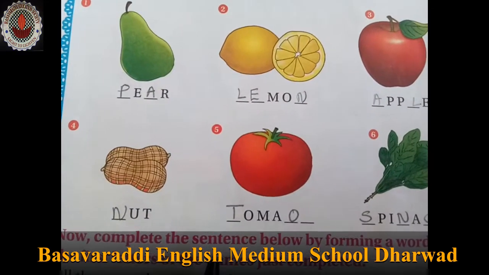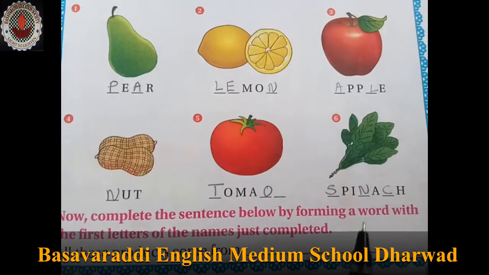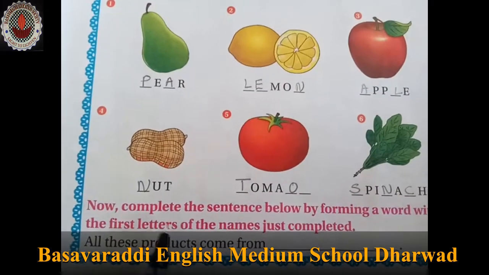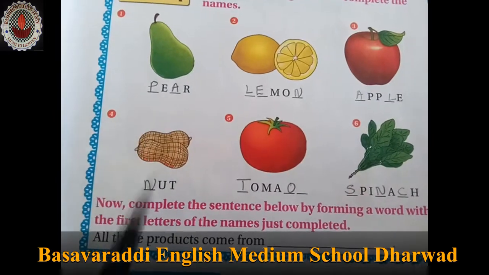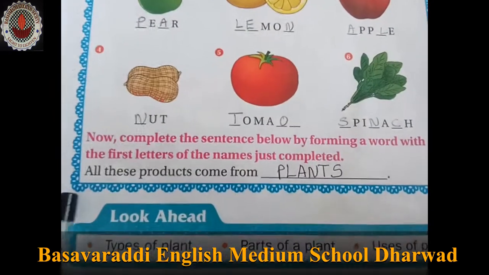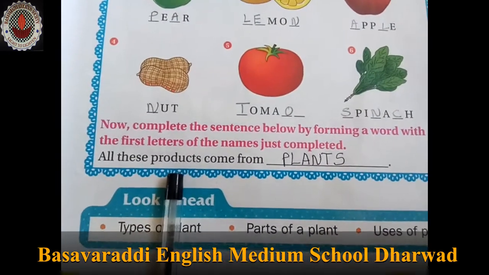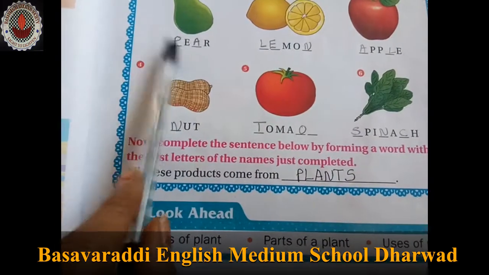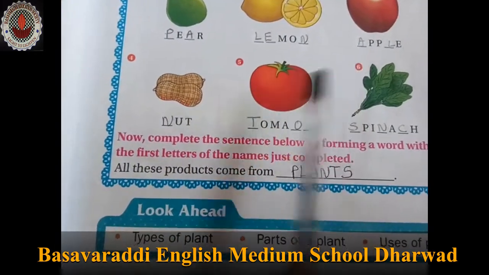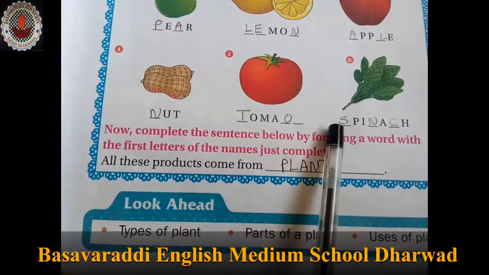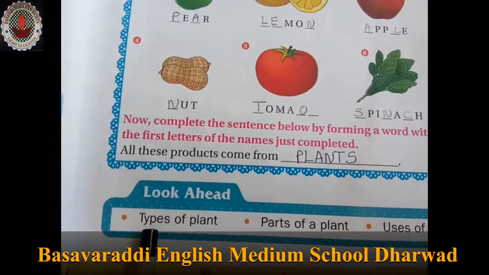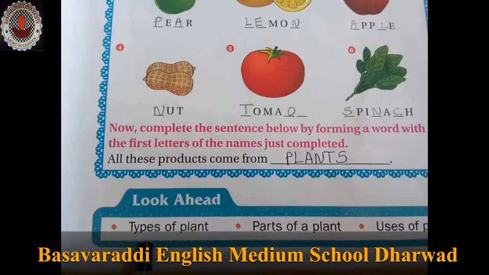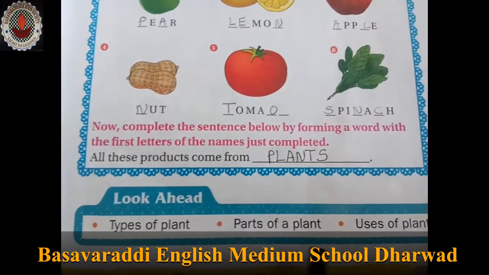Now complete the sentence below by forming a word with the first letter of the names. So the first one is P. So all these products come from P-L-A-N-T-S, plants. Look ahead. Here what we are learning: types of plants, parts of the plant and uses of plants.